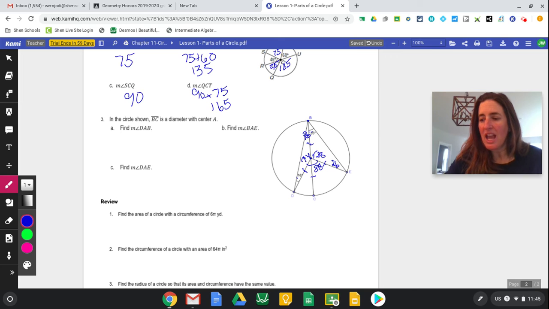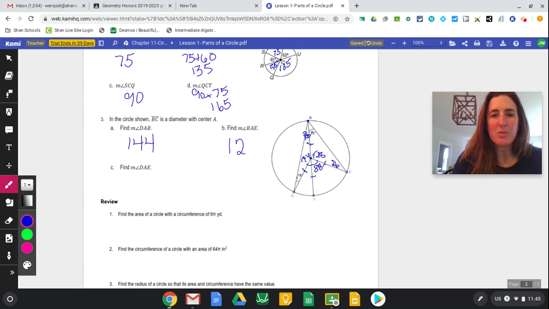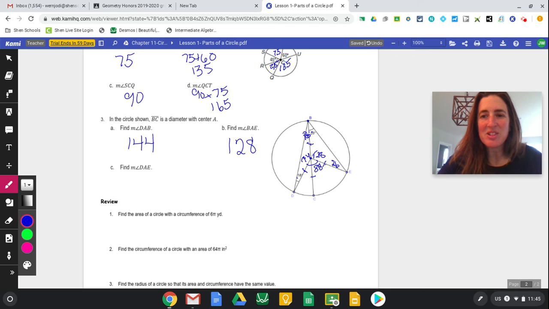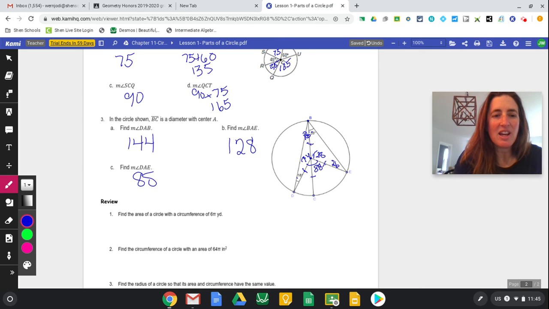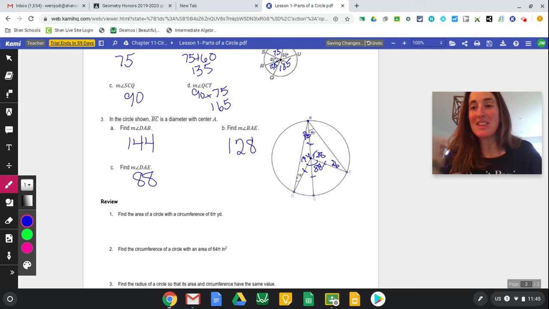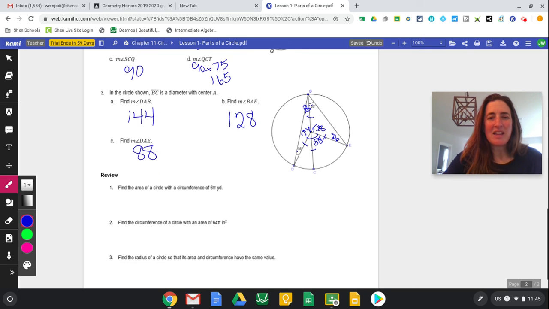Okay, so here we go. Angle DAB, D-A-B, I did it already, 144. Angle B-A-E, I did it already, 128. Because of those isosceles triangles with the radii, it helped me find those angles in the center. And then D-A-E, whoa, just kidding, dropping the stylus, D-A-E is 88. I found all my angles. That was fun. Let's try the last bit of this.